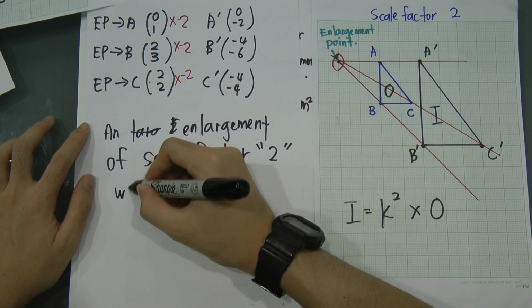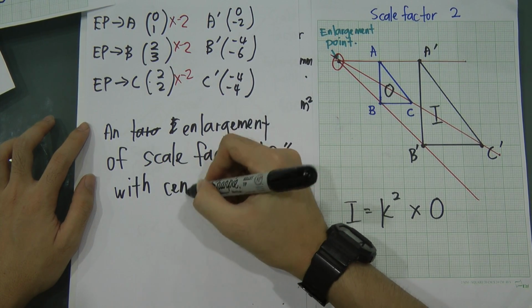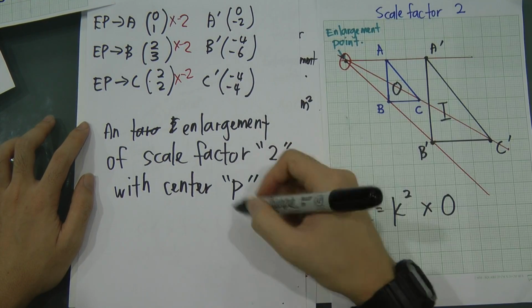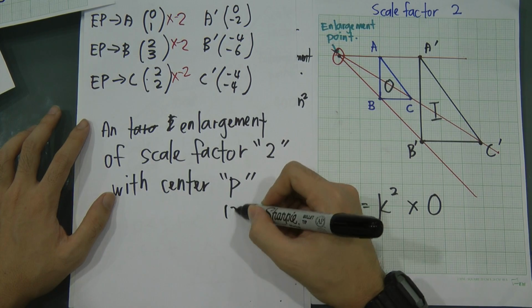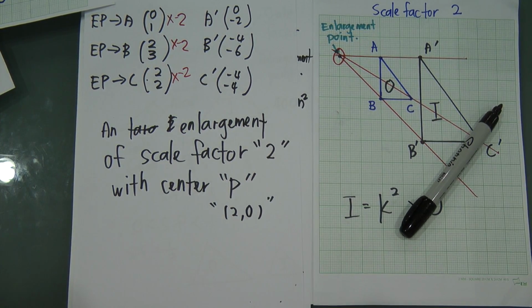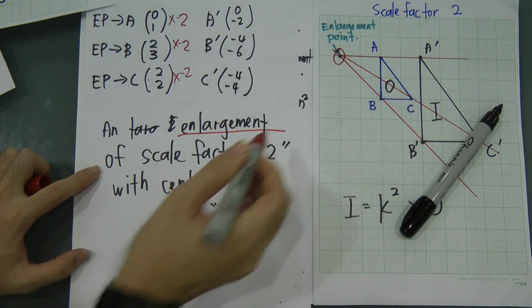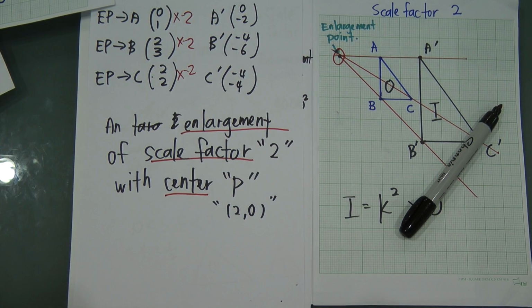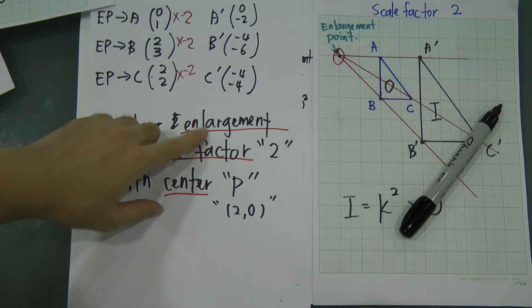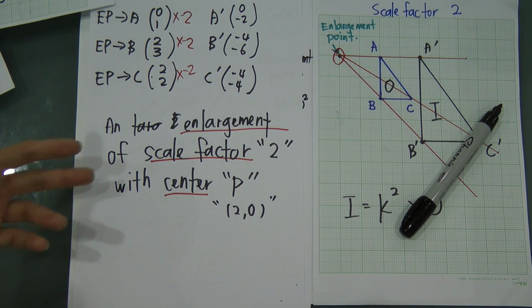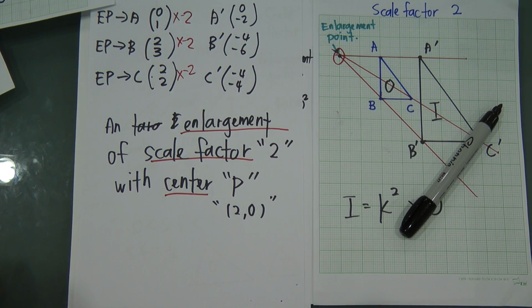So normally you will write "with center". What is the center coordinate? Let's say the center coordinate is P, you put P. If you do not have any alphabet, maybe you can put 2, 0, something like that. So it's important for the full description that you mention it is an enlargement, and then you mention the scale factor, and then you mention the center. If you get all these 3 pieces of information correct, then I think you can easily get 2 marks, because the full description in Paper 2 is 2 marks for 1 question.